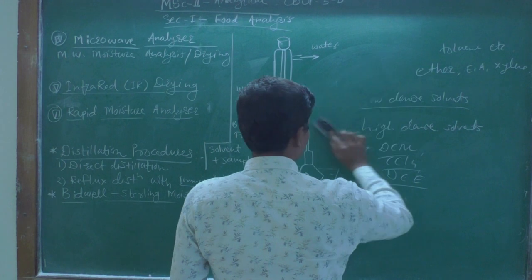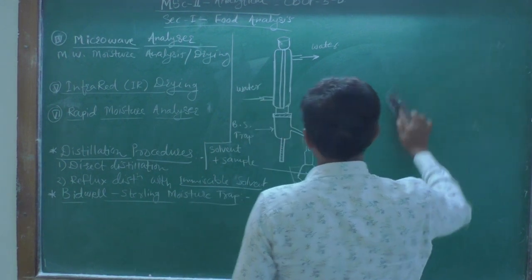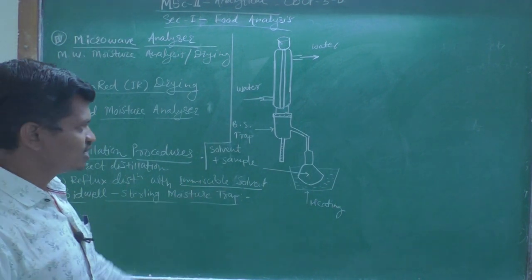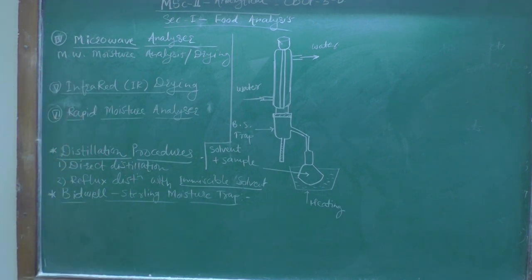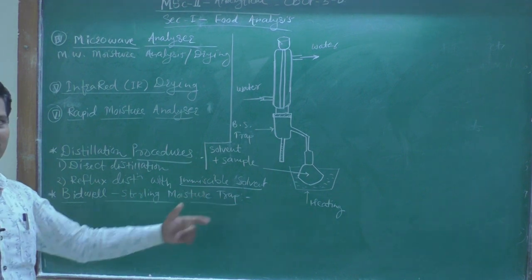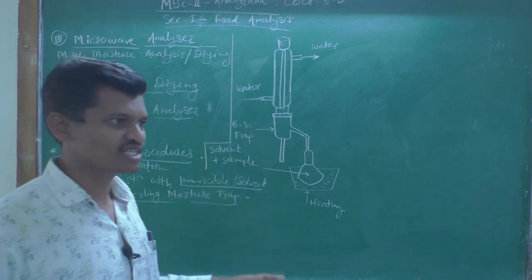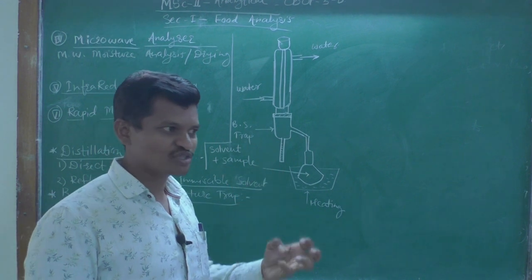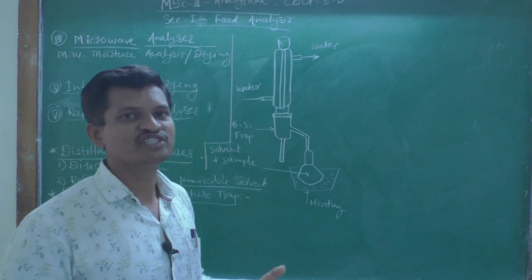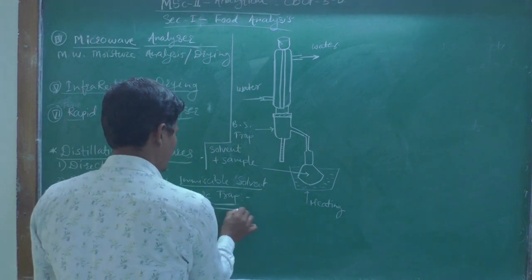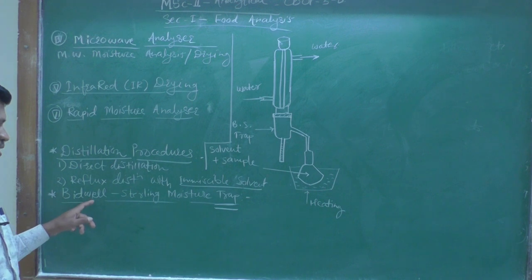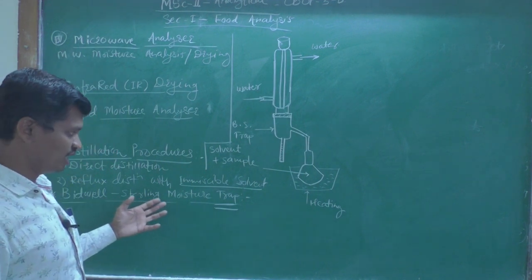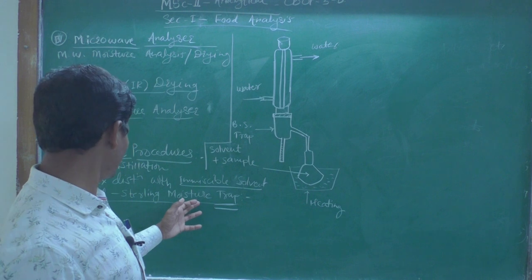Now there are two techniques given in our syllabus. The first technique is known as the Bidwell-Stirling moisture trap. So what is this Bidwell-Stirling moisture trap? A trap is utilized here along with our general distillation assembly, to capture the water or moisture present in the food sample. This trap was developed by two scientists, Bidwell and Stirling, and hence the name was given in their honor: the Bidwell-Stirling moisture trap.